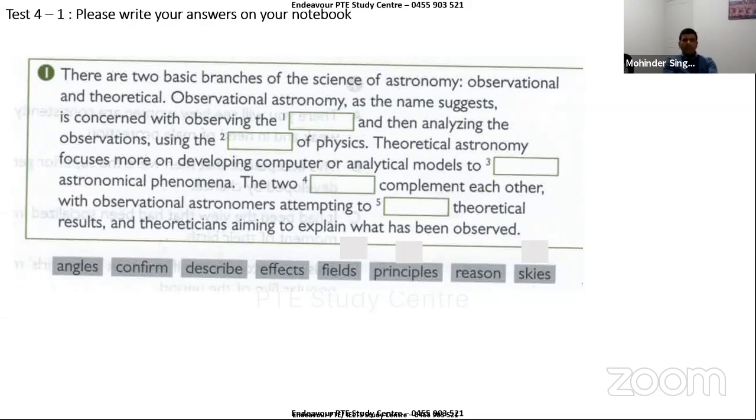The two fields complement each other. They are two different fields. They complement each other, with the observational astronomers attempting to confirm theoretical results. That's beautiful. Confirm theoretical results, and theoreticians aiming to explain what has been observed.